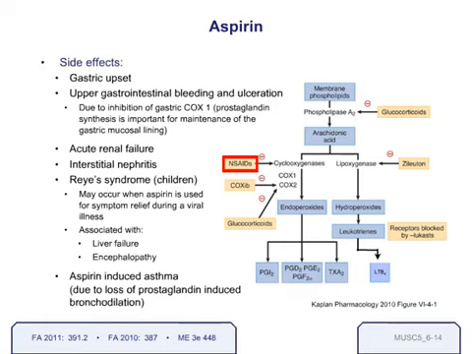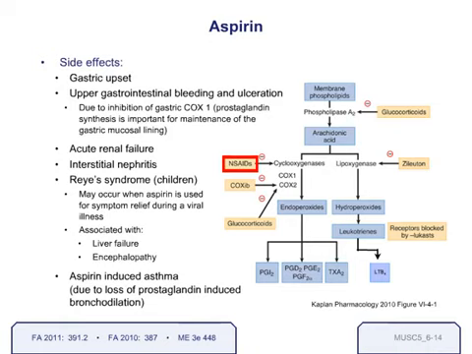Chronic use of aspirin, because it is an NSAID, can also lead to acute renal failure, interstitial nephritis, and actually in children can lead to something called Reye's syndrome. And when children are treated with aspirin to reduce their fever and pain during a viral illness, they can develop this condition called Reye's syndrome, which really affects the liver and the brain, so they can have liver failure as well as encephalopathy. And so we highly recommend not using aspirin to treat a viral illness in children.